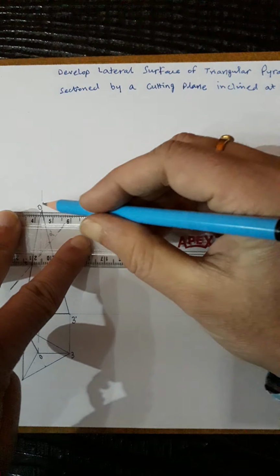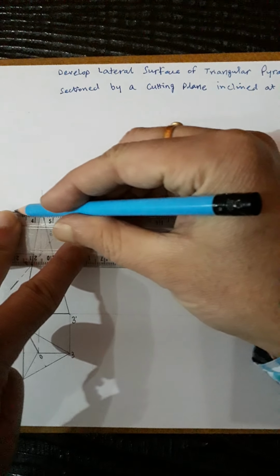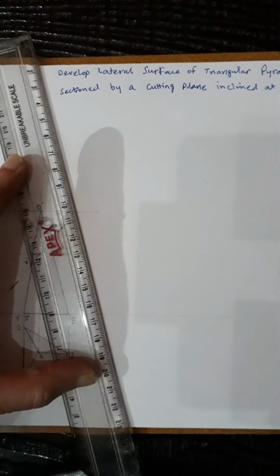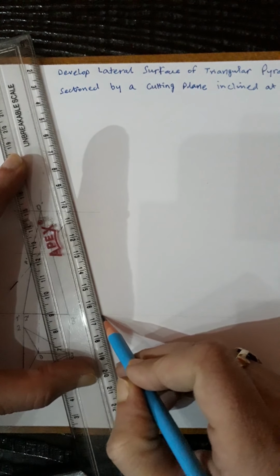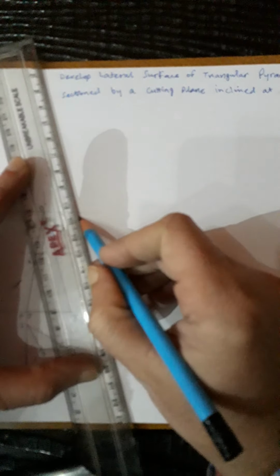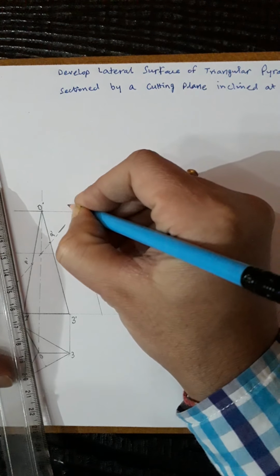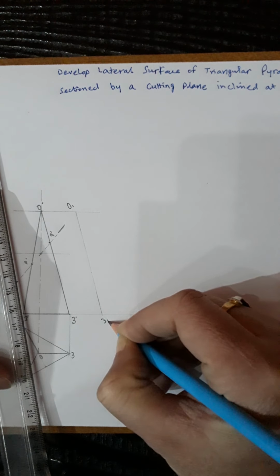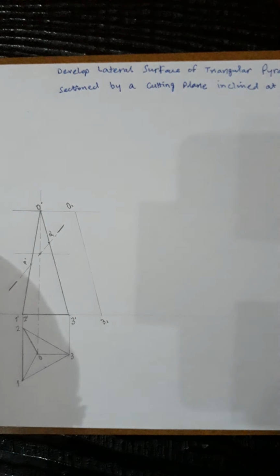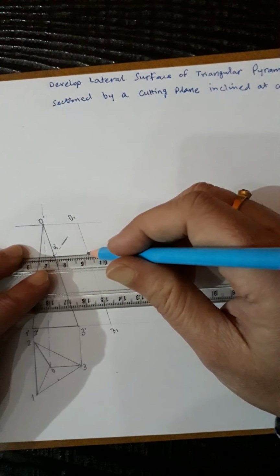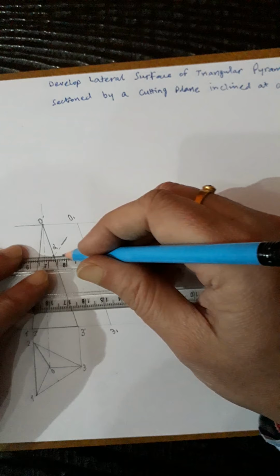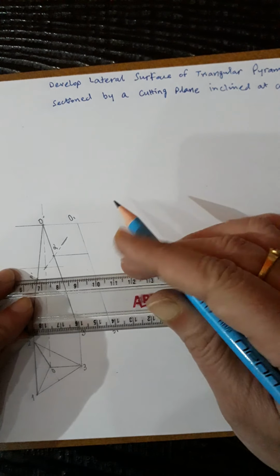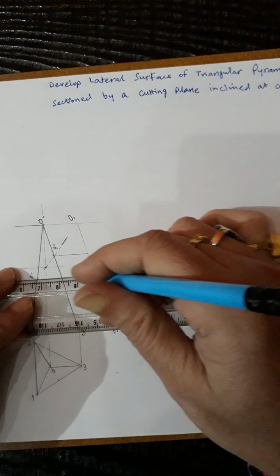Now I'll be drawing the development by using the radial line method. Draw a horizontal line through O dash. Then draw a line parallel to the slant edge O3. You can name it O1 and 3-1. Now draw the horizontals through q and p. These are the only two points. Draw the horizontals up to O1, 3-1.